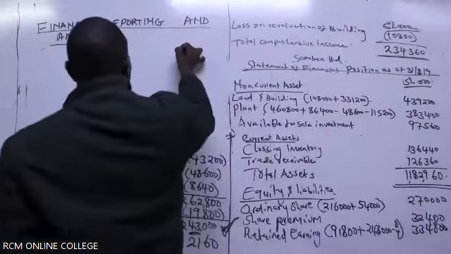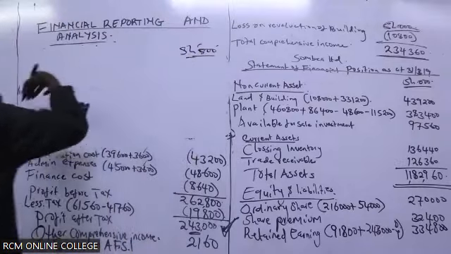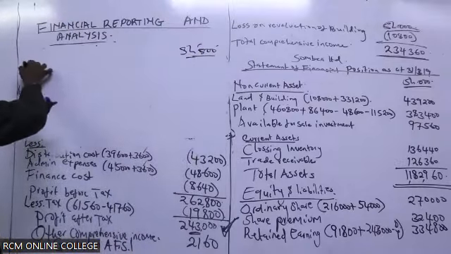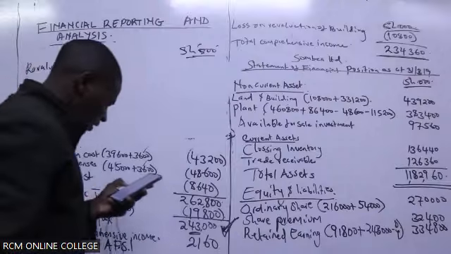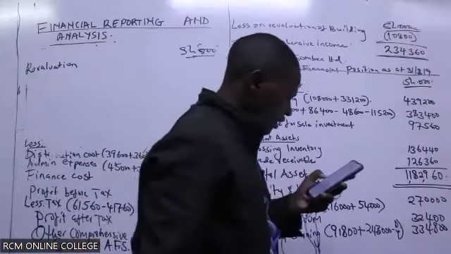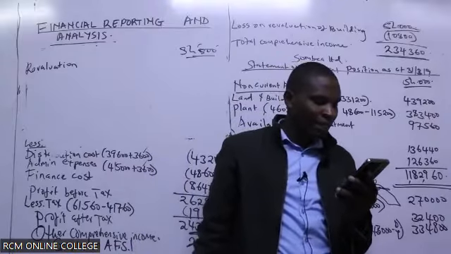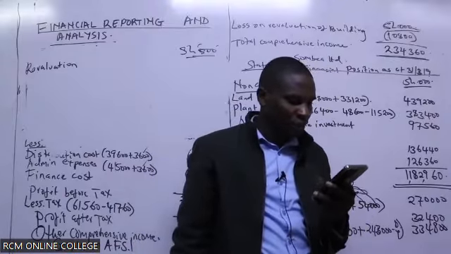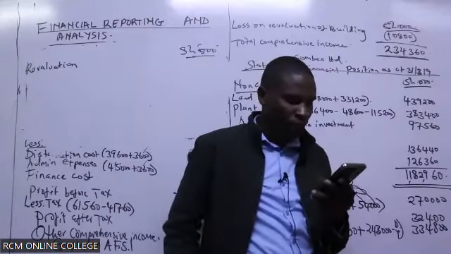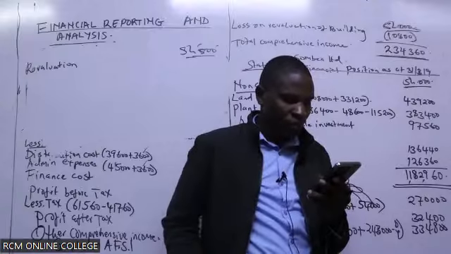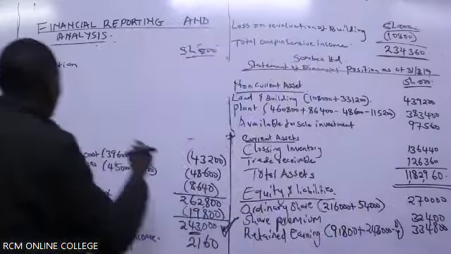Then class, we move to the next item here. Figures are always in 1,000 here. Then we move to the next item, which is revaluation. If you look at what we have here, below the trade payable we have a revaluation surplus of 5,400. That one is for land and building, 5,400.